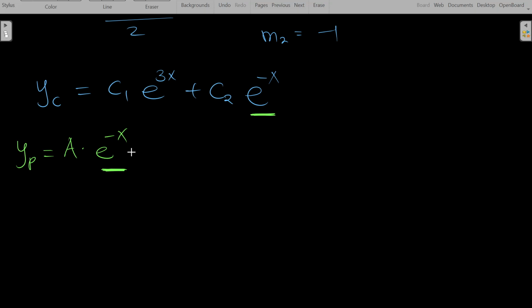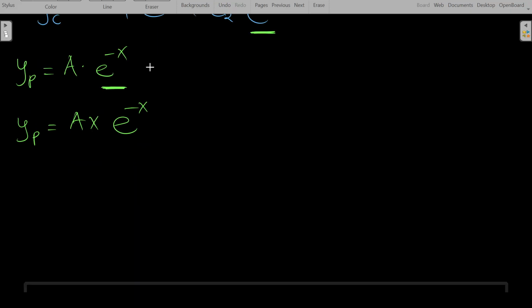So because this is here, we'll say yp equals ax e raised to negative x. This will ensure the overlap is gone. So my particular function will be ax e raised to negative x. So how will we compute this? Ax multiplied by e raised to negative x. So our first step is to get my y prime of p.